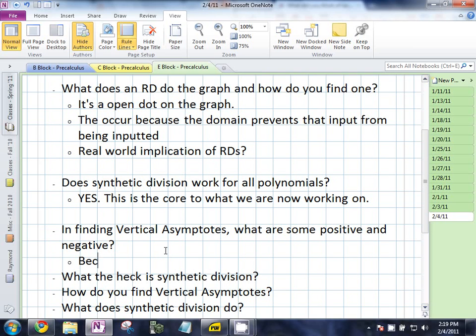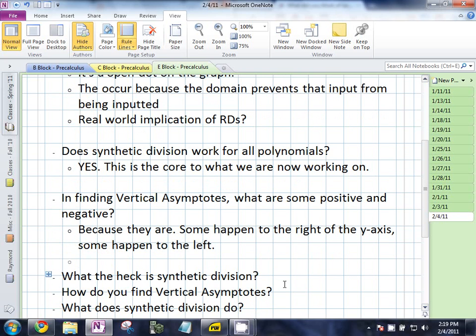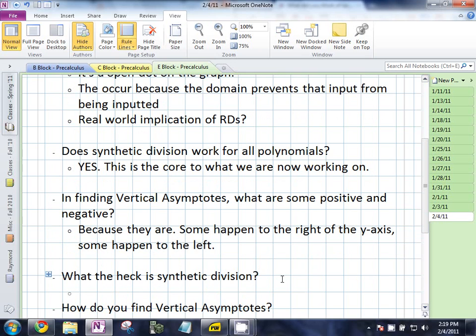In finding vertical asymptotes, why are some positive and some negative? Because they are. Some happen to the right of the y-axis. Some happen to the left. How many can you have? As many as you want, any number. What the heck is synthetic division? What does synthetic division do? It helps you factor, but that's not why. What does it primarily tell you?